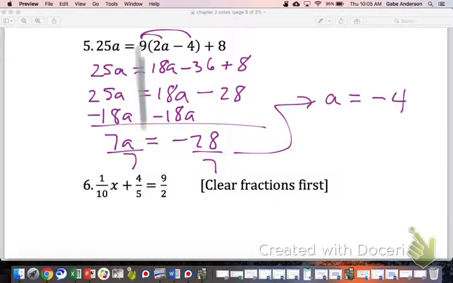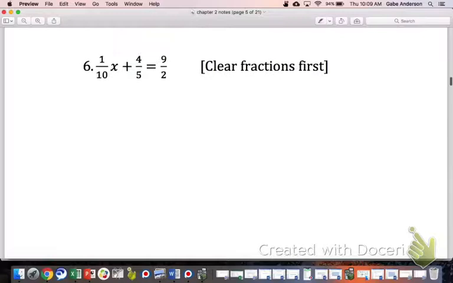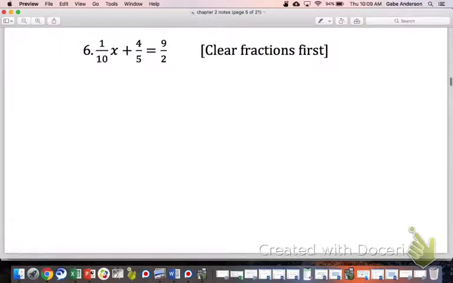Number 6 says clear fractions first. So show of hands, how many of you just love it when a math problem has a bunch of fractions? There's always one or two folks that don't mind fractions. He loves them. He doesn't just like them, he loves them. Okay, pretty strong.